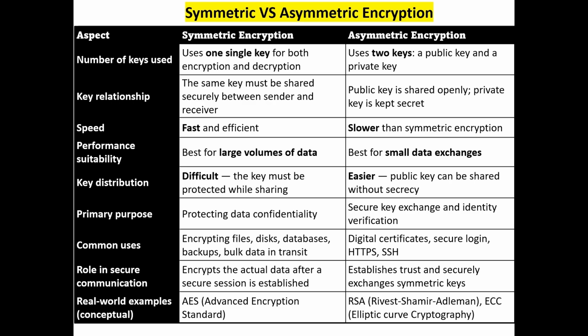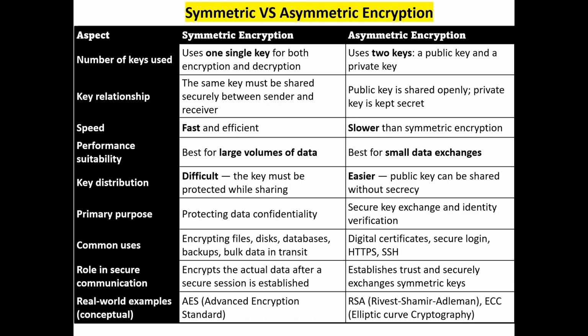Now, symmetric encryption is used to secure data over the internet, where key transfer is required. An example of this is AES, which is the Advanced Encryption Standard. That is a symmetric encryption, whereas for asymmetric you need RSA, which is Rivest-Shamir-Adleman, and also ECC, which is elliptic curve cryptography.